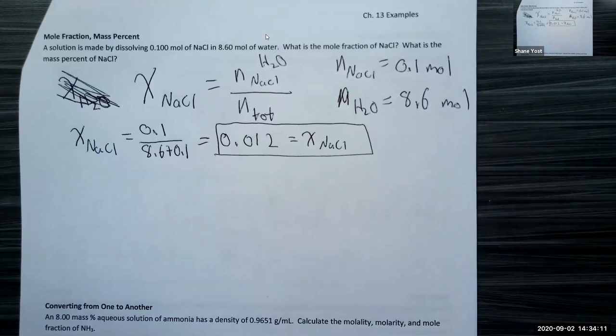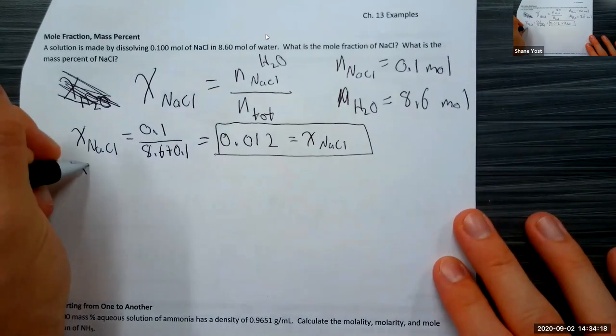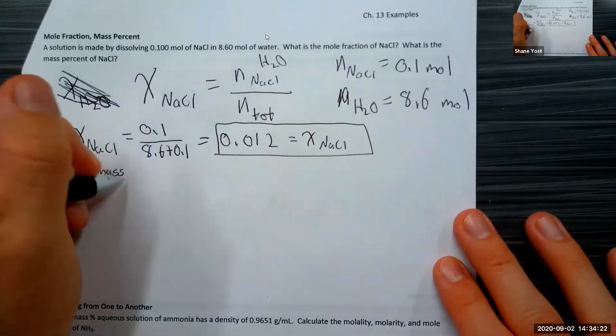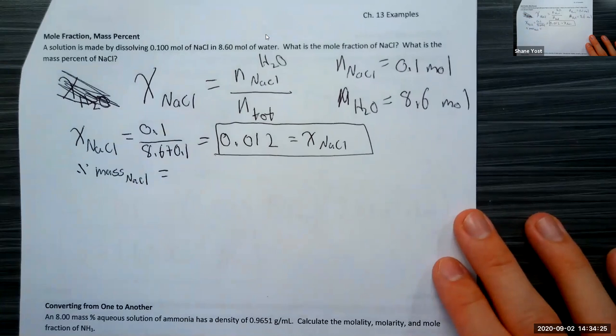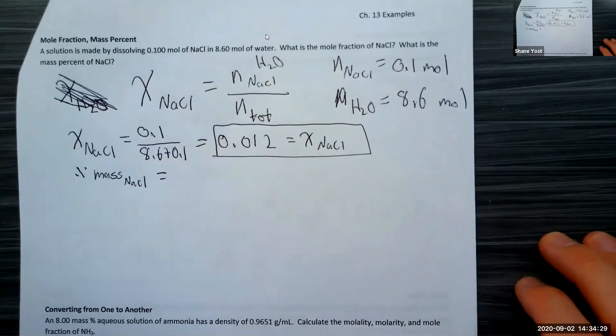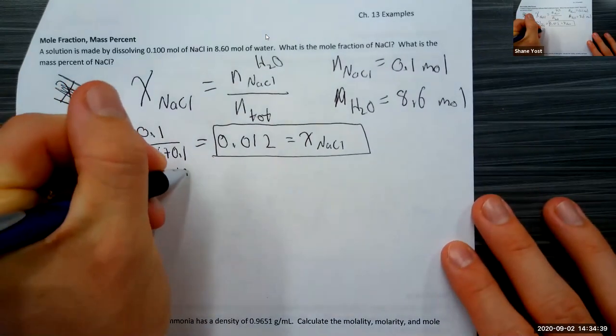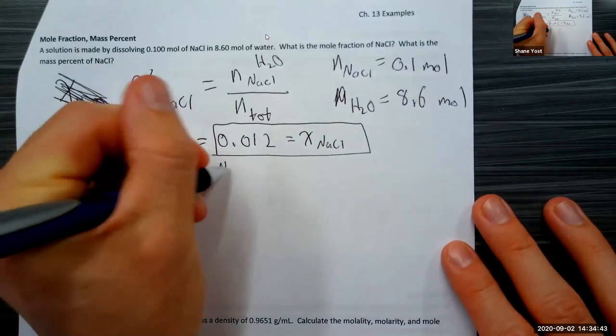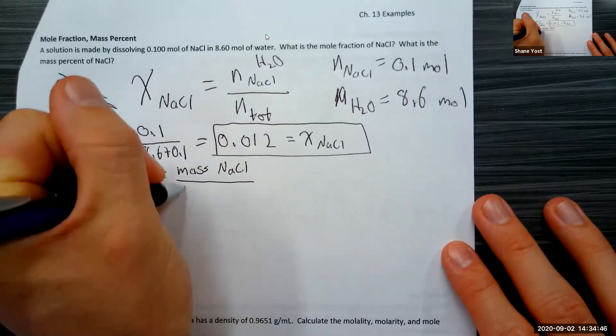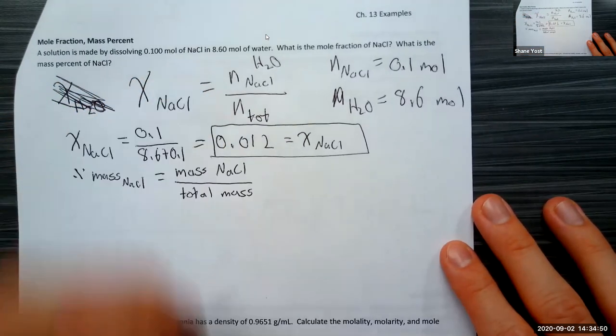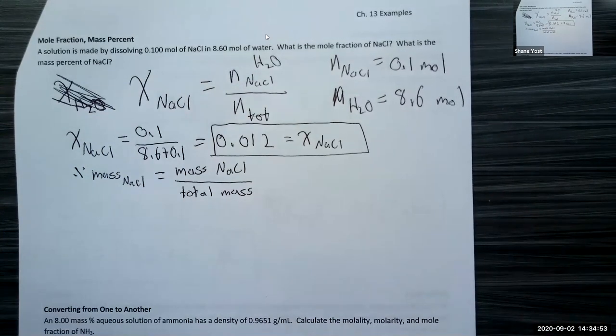For the next part of the problem, we're asked what is the mass percent of sodium chloride. The mass percent of NaCl is defined as what? What is the mass percent defined as? In this case, we're interested in sodium chloride, so mass of NaCl divided by total mass. So to get that, I need to calculate the mass of sodium chloride and the mass of water to get my total mass.